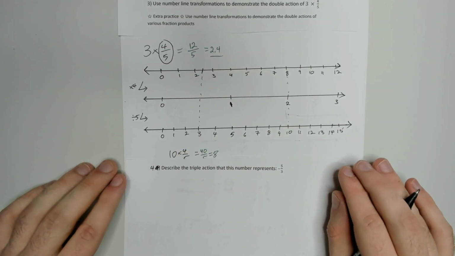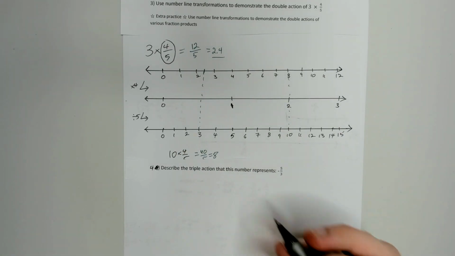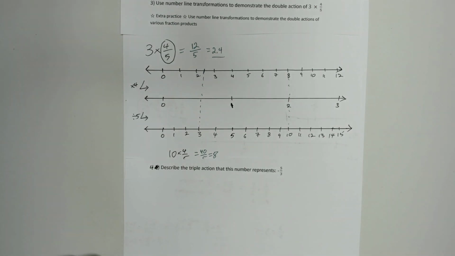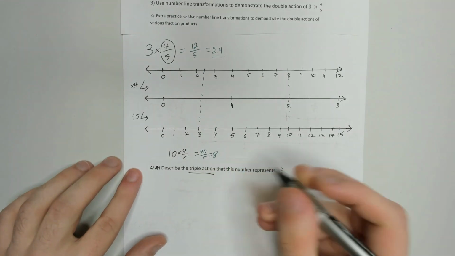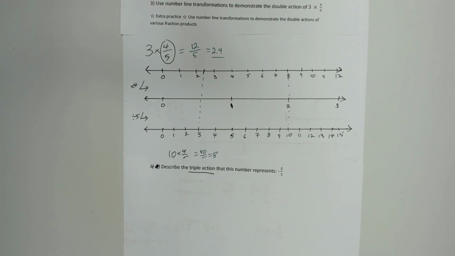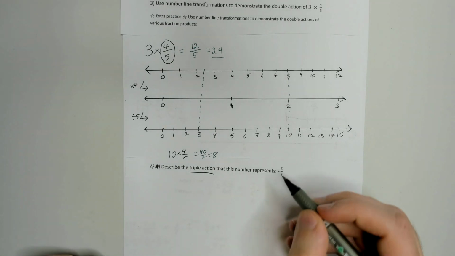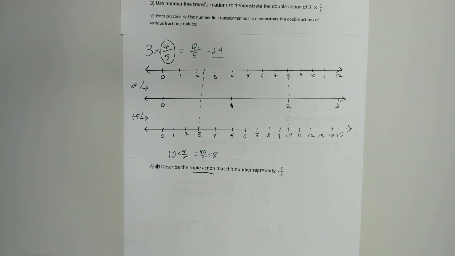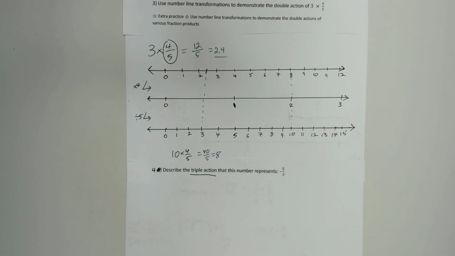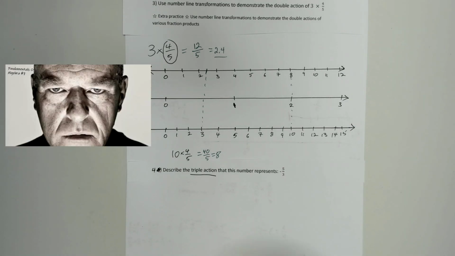And it says, describe the triple action that's represented by negative 5/3. Okay, so this is talking about a triple action now. So that's kind of interesting. So one thing that we're going to need is, let's just start with what a negative number does. So we're going to have to go back to the videos where we talked about perspectives on negatives.